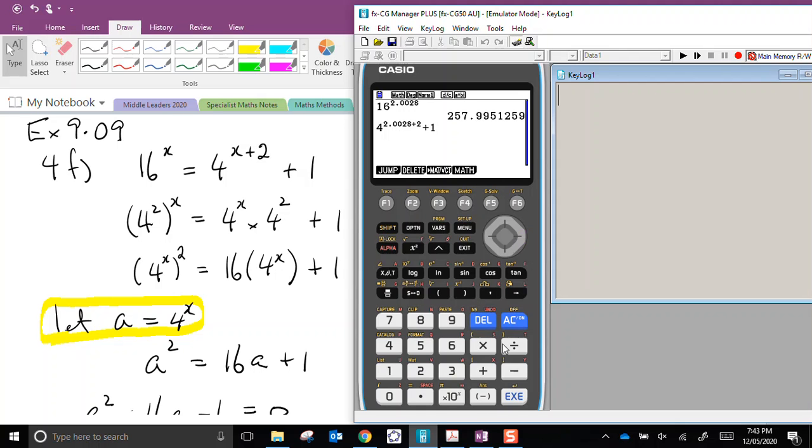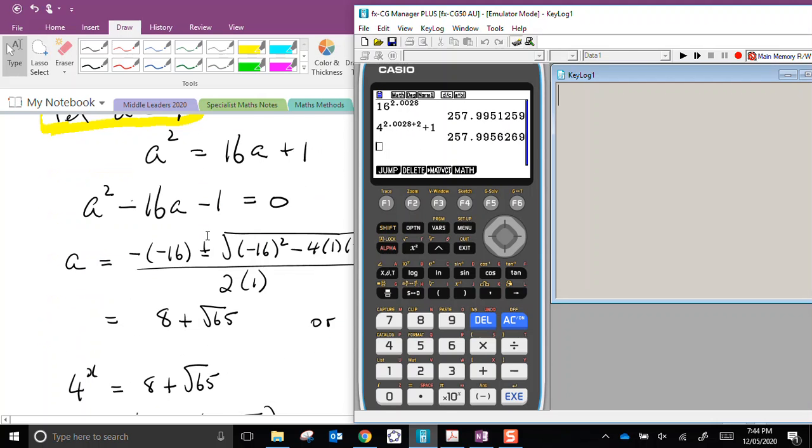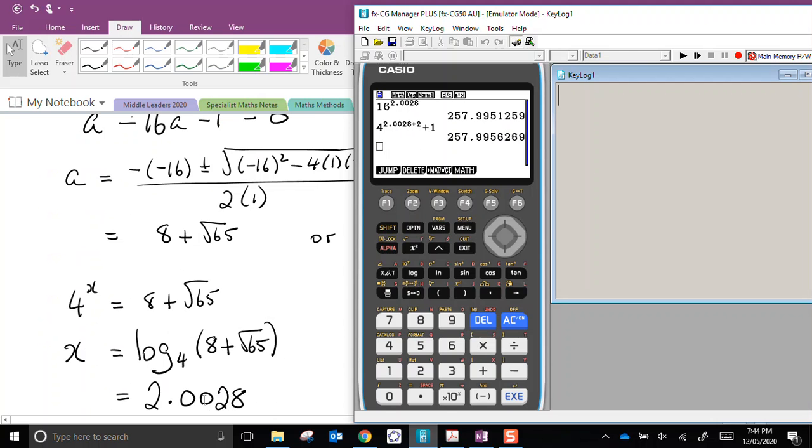Let's hope we get very close to the same answer. We do get very close to the same answer. Now, why is there a small discrepancy here in the fourth decimal place? Well, because we rounded this answer off. This answer of 2.0028, there were more decimals beyond that. But I think that that's very close, and I think that's convincing to say that we have solved the question.